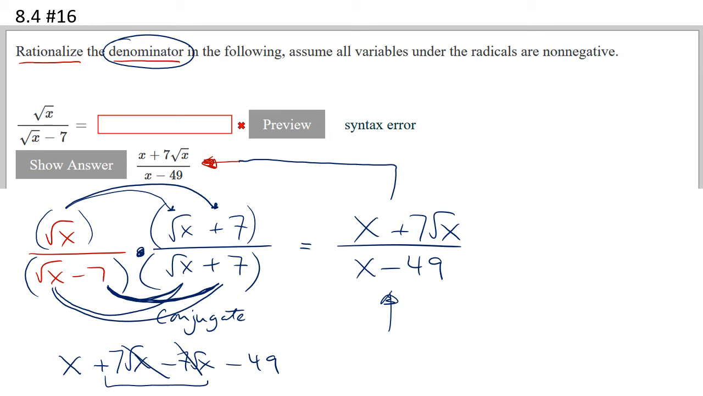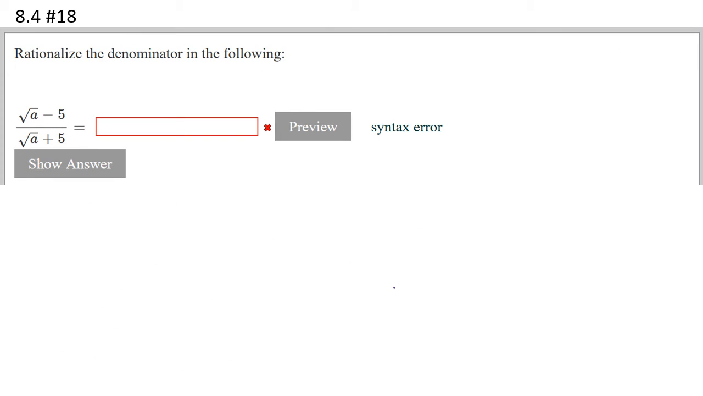Perfect. All right, this is 8.4, number 18. And here we are to rationalize the denominator. That's what we need to be doing here, rationalize the denominator. And I didn't put the answer on here. That's what was missing. Okay, so I'll just give you the right answer at this point. So here it is. Rationalizing this denominator is very similar to number 16. Let me rewrite the problem here.